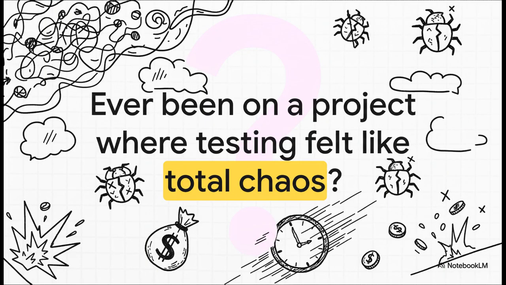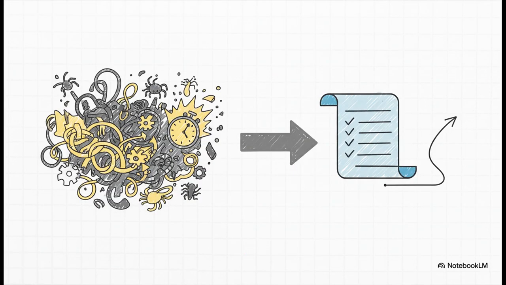Oh man, you know that feeling, right? That last minute scramble, critical bugs just slipping right through the cracks, and the schedule and budget completely blown. It's a stressful, reactive mess that, let's be honest, nobody enjoys. And you know what? That chaos almost always boils down to one single critical failure, a complete failure to plan.